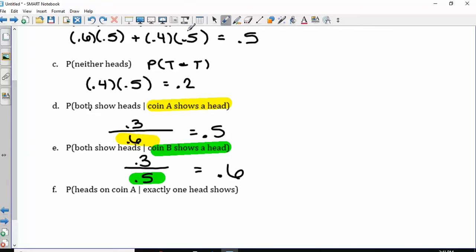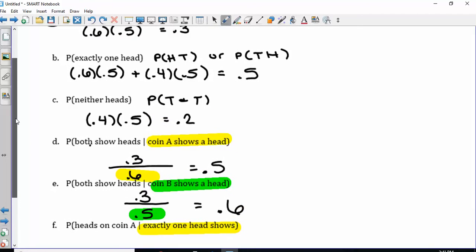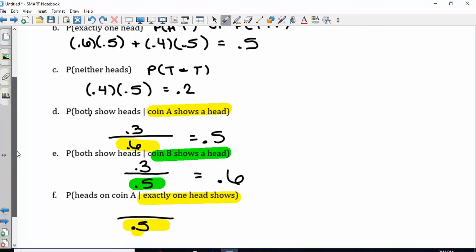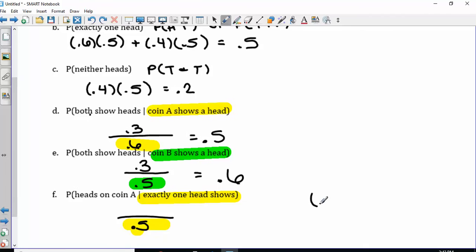Then F. Probability of a heads on coin A given exactly one head shows. So from part B, the probability of exactly one head was 0.5. The numerator, we have to think just a little bit more on this one. A heads on coin A. We already know that there's one head, right? And if there's only one and it's on coin A, then that means coin B is tails. So that means heads on A and tails on B, which is a 0.3 chance. So 0.3 over 0.5 is 0.6 again.